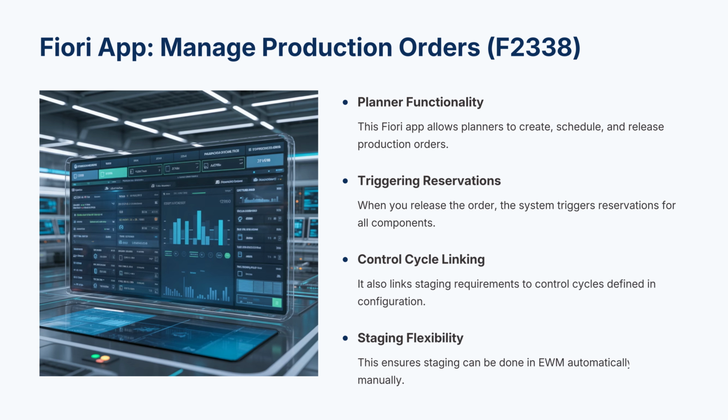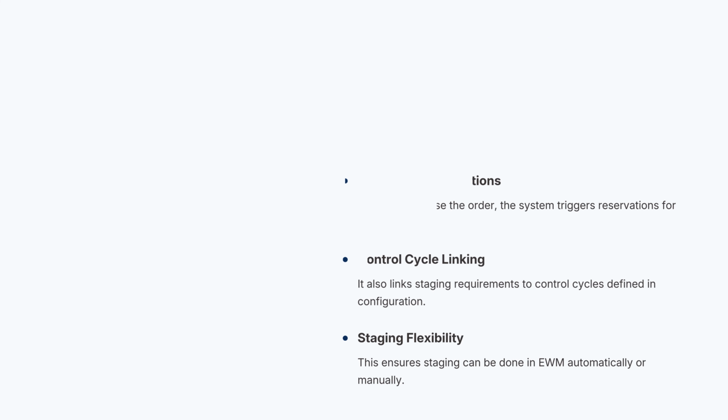Fiori app, Manage Production Orders, F2338. This Fiori app enables planners to create, schedule, and release production orders. Upon release, SAP generates component reservations automatically. It also connects with the control cycle setup to determine staging method: manual, automatic, or pull-based. This tight integration ensures real-time readiness for production execution.